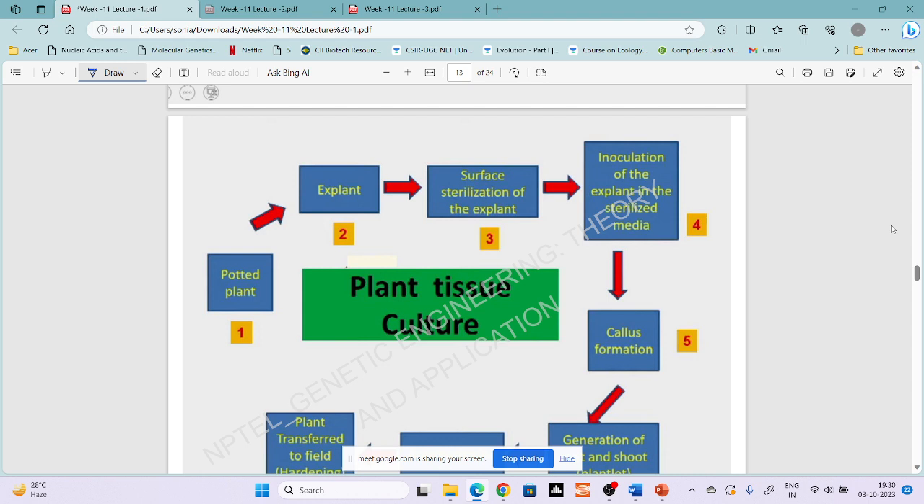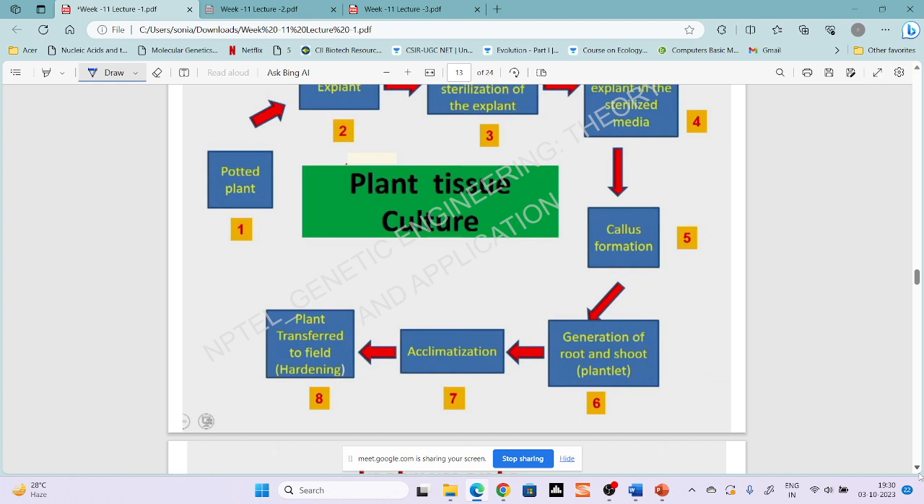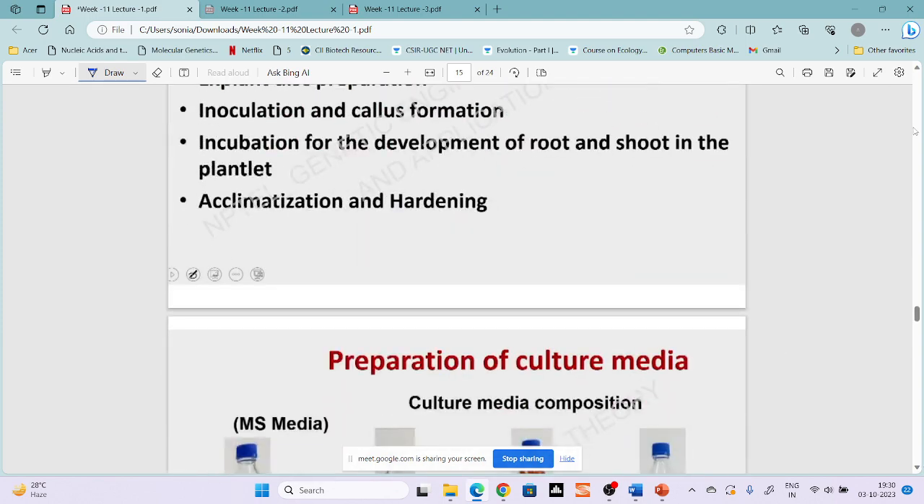Why do you have to inoculate in the media? The media will provide the basic nutrients, salts, glucose, sugar sources, all those things that are needed for the growth of the plant. All those things are in the media. When you provide the media, there will be formation of the callus. After callus formation, you will have roots and shoots, and then you can just transfer the plant into the field.